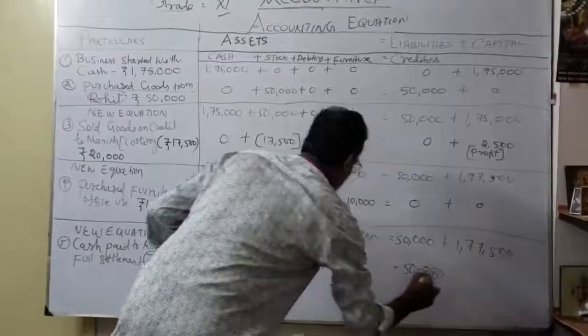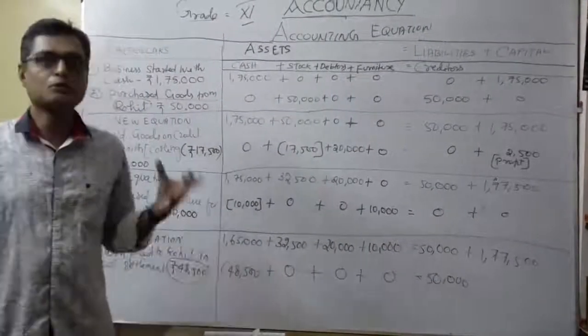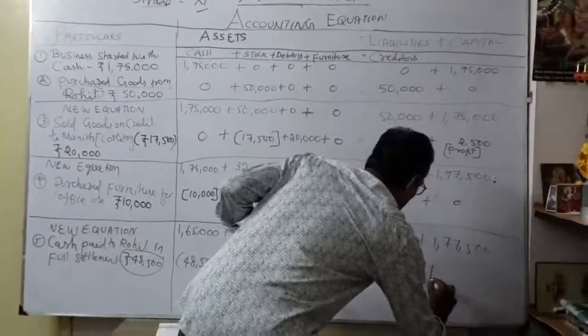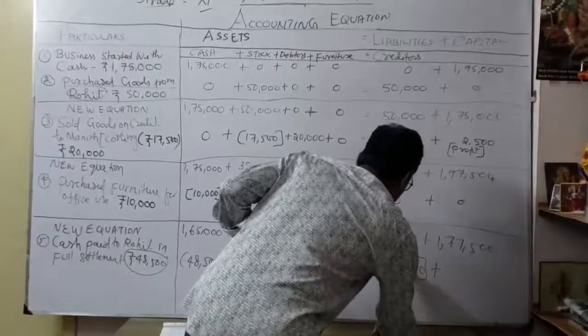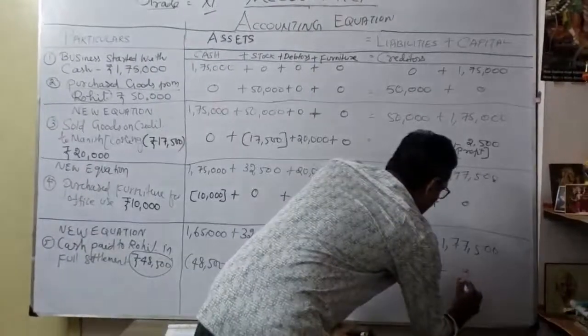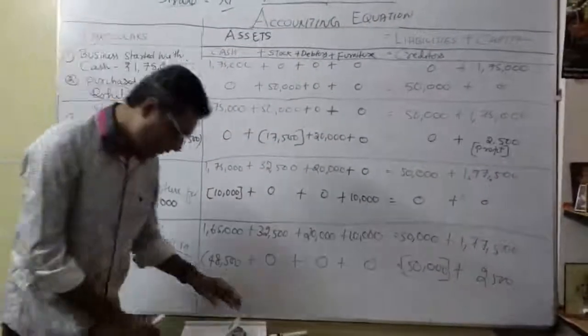But how much did I pay? Only 48,500. So the remaining 2,500 we got as gain. That gain I'm going to show here, in the bracket, because now the creditors balance is nil. So the 2,500 I show as what? Profit. Now you got the point.